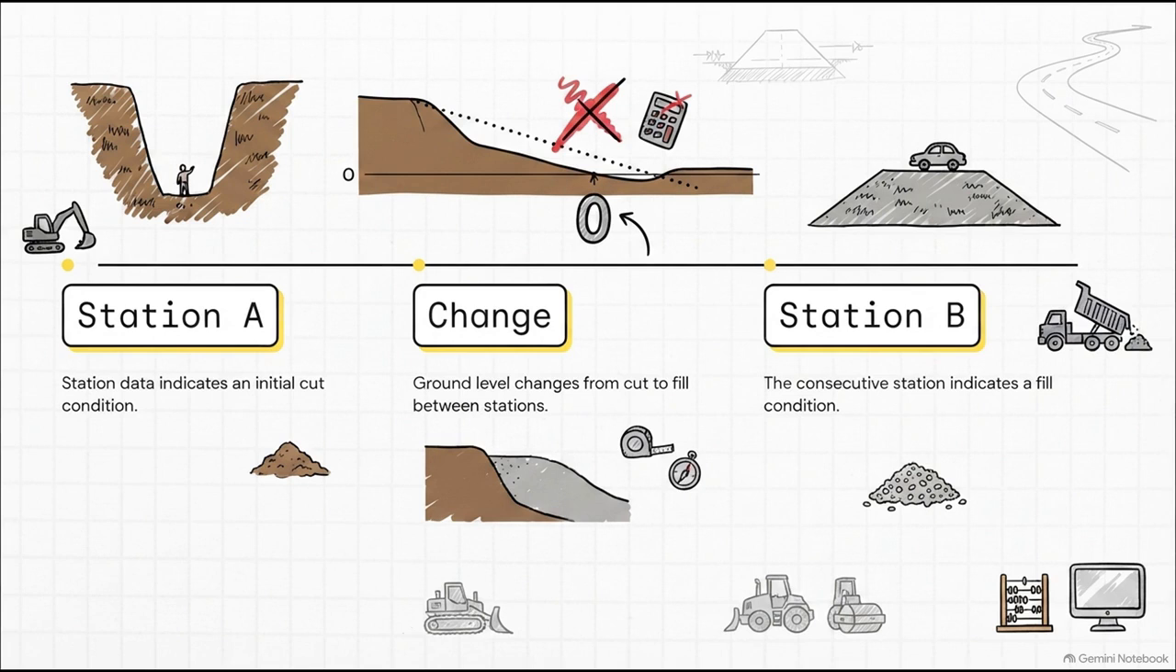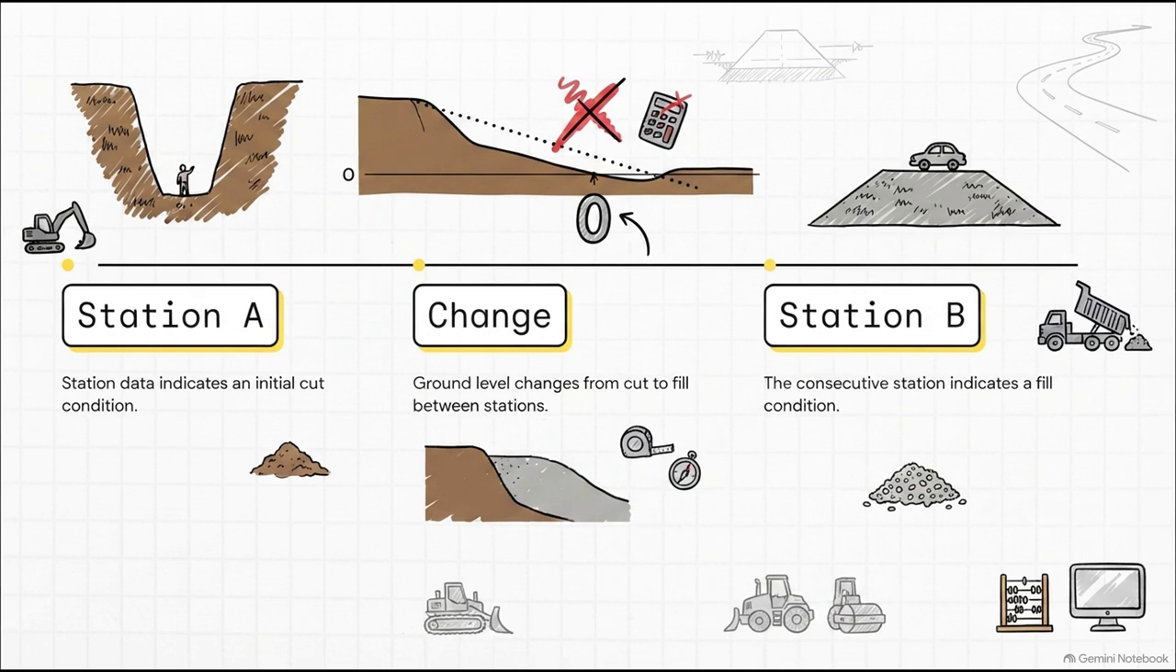Imagine you're plotting a highway. At point 1, your station data dictates a cut condition, meaning the ground is high. Then, 20 meters down the road at point 3, the next consecutive station, the data requires a fill condition because the ground is low. The critical vulnerability here is point 2, the unknown ground level change. Somewhere in that physical gap between the two measured stations, the terrain crosses the zero elevation line. That's the exact spot where cut transitions into fill.